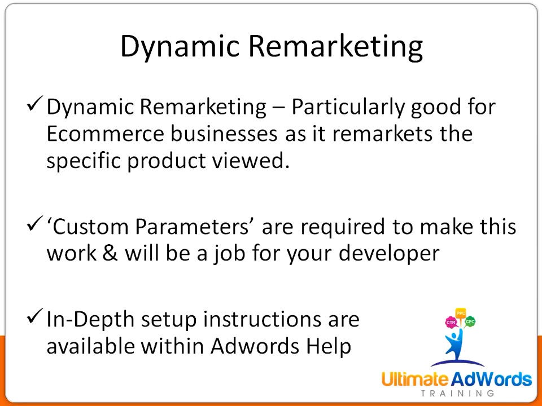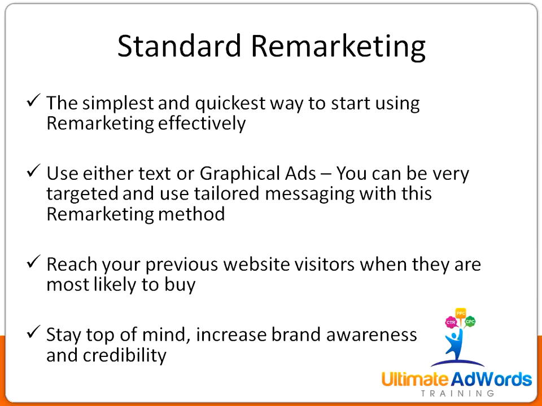Due to the complexities of dynamic remarketing, it is worth referring your web developer to the in-depth instructions which are available within AdWords Help. Now, standard remarketing is the simplest and quickest way to start using remarketing effectively. There's no fancy feeds or parameters needed. You can simply create a tag, get your banners created, and you're pretty much good to go. You can use either text or graphical ads, and standard remarketing is still flexible enough to be very targeted and allow you to use tailored messaging within your ads.